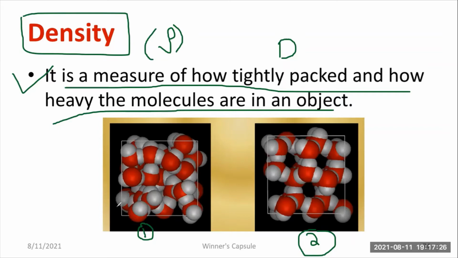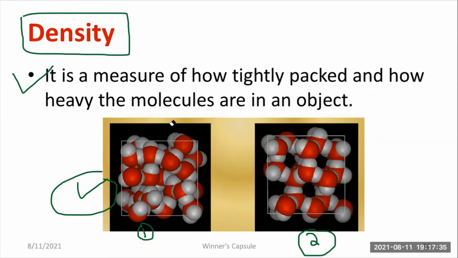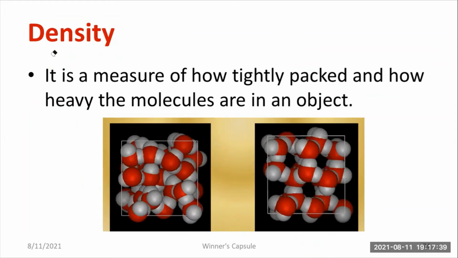Yes. The first diagram shows a highly dense material because the molecules are tightly packed. And also, population density: in some areas there are more people, in less area, more people. So you can say that population density is very high in that particular area.